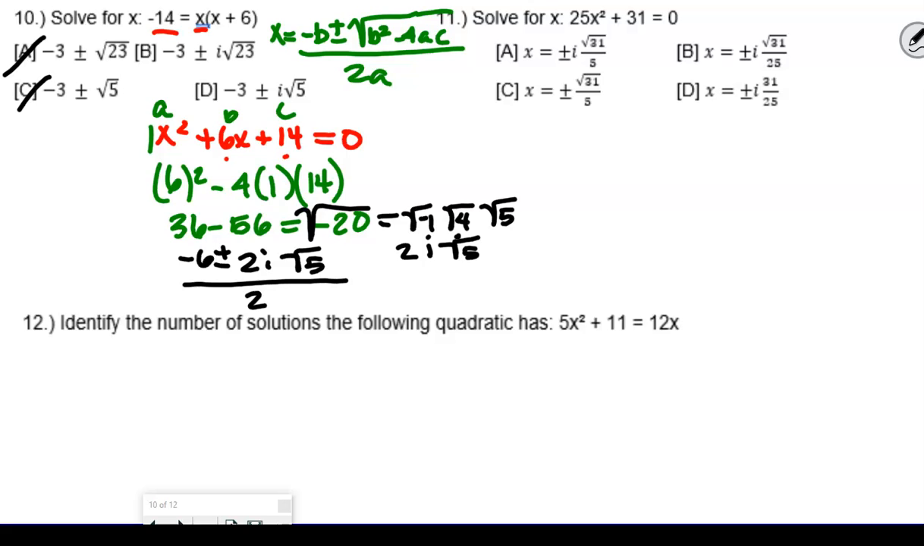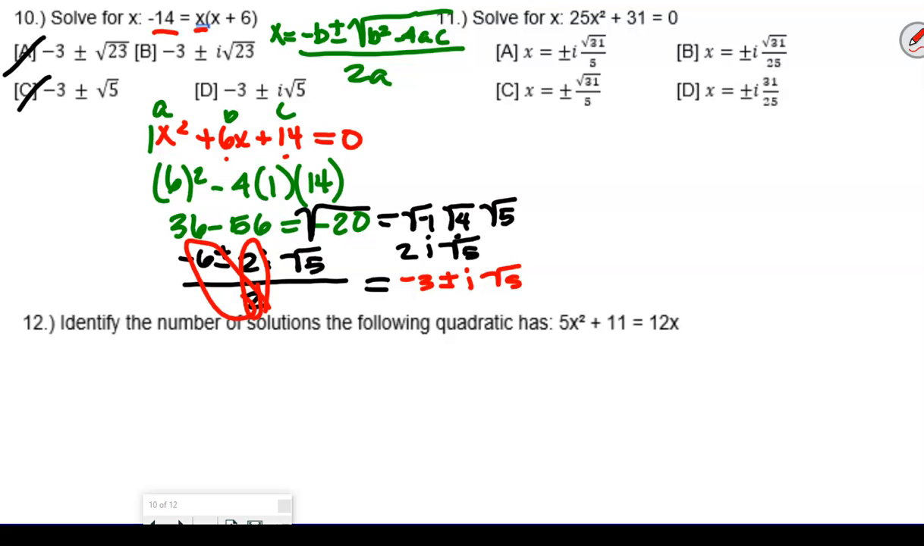It's going to be plus or minus 2i square root of 5 over 2 times 1, which is 2. And then notice that things are going to reduce, right? So our final answer is going to be negative 3 plus or minus i square root of 5. Because again, notice this reduces and so does this, okay?